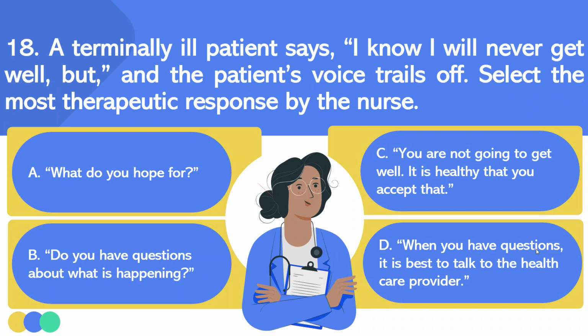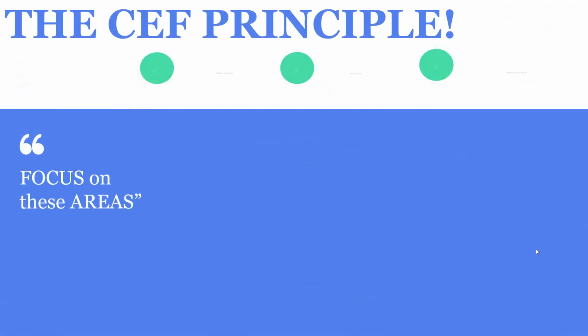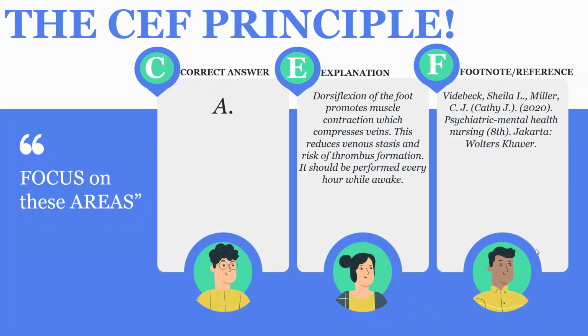Letter D is eliminated because that's actually withdrawal of the conversation. And then letter C is also considered not therapeutic because it says you are not going to get well. That's already a prediction. The best answer for number 18 is letter A because it's an open-ended question and it requires an open-ended answer as well. So it provides an opportunity for the patient to speak about whatever is on his mind. So the answer for number 18, letter A.